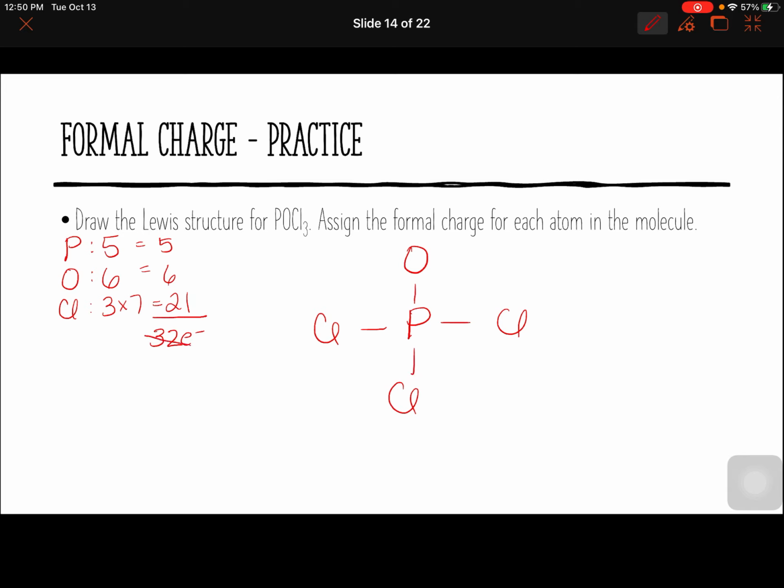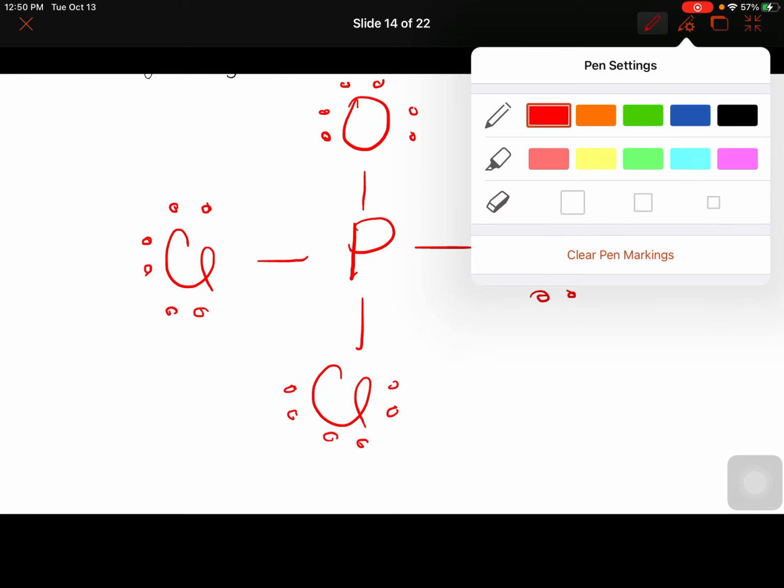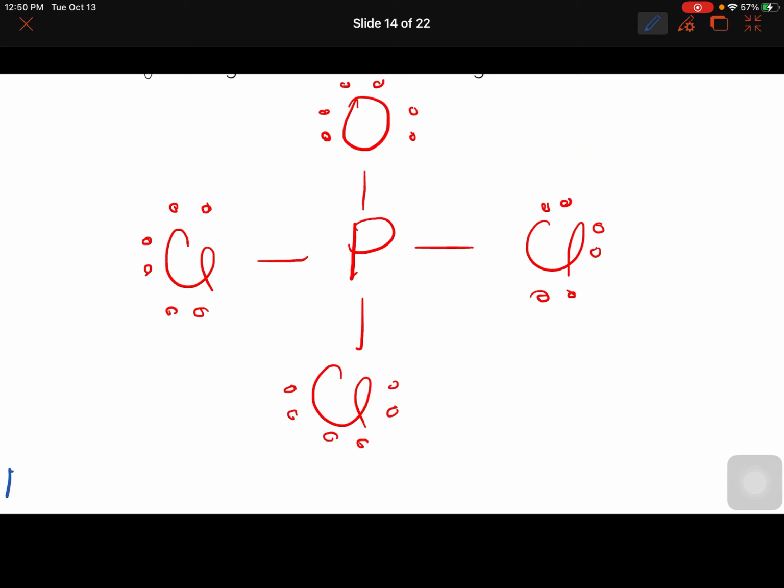Okay, so I just drew an 8. And then I have to fill in the octet for the peripheral atoms, and that takes care of all 24. If I still had electrons left over, it would be possible to put them on phosphorus because phosphorus is in the 3rd row. It can expand its octet. So now let's look at formal charge for each of these atoms. So formal charge is equal to valence electrons minus bonds drawn on that atom minus dots on that atom.